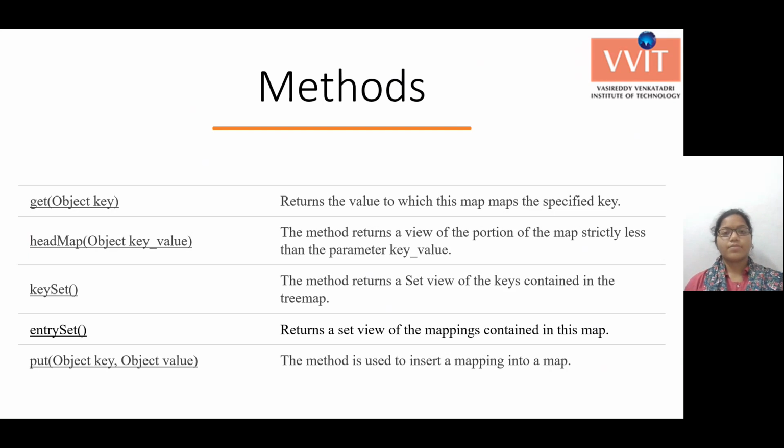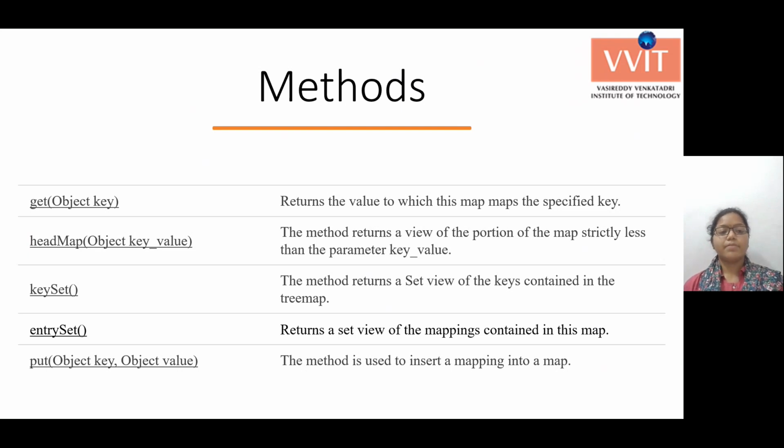If I want to get the value of a specified key, then I can use the get method by passing the required key as the parameter, of which I want to get the value. The get method is used to return the value to which this map maps the specified key. The value associated with the specified key is returned using the get method.